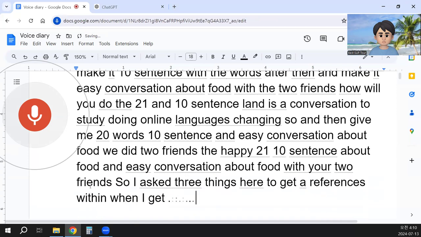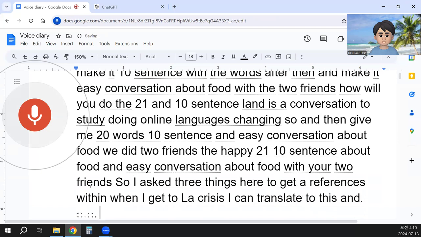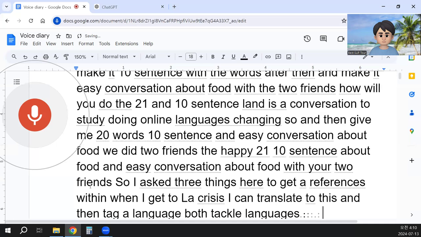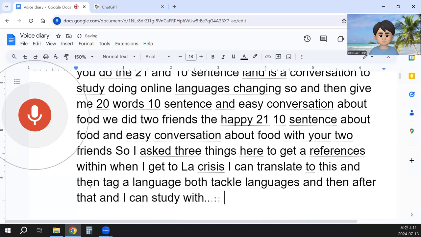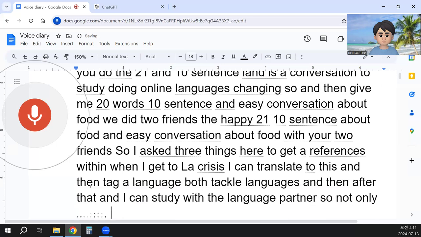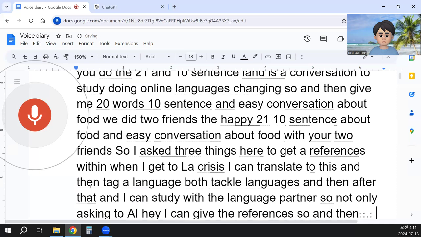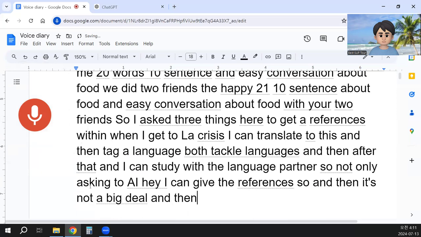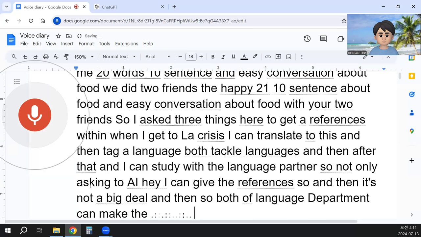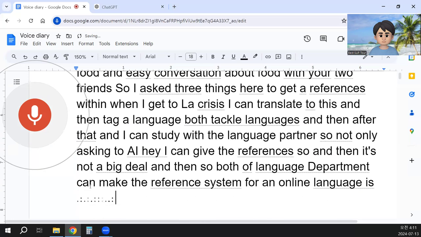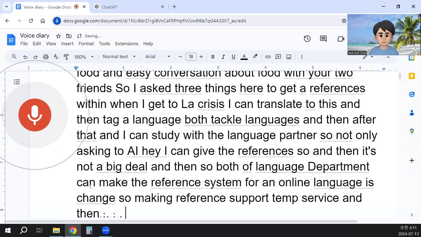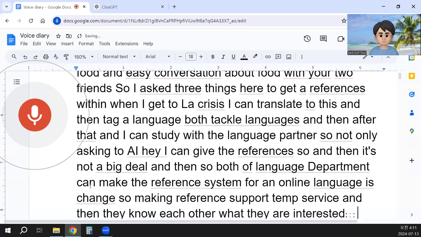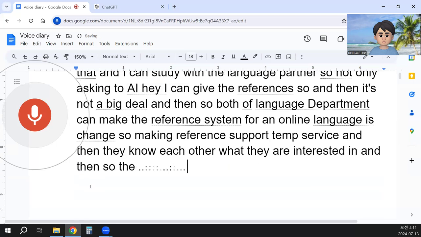When I get the references, I can translate this into both target languages, and after that I can study with the language partner. So only by asking the AI, the AI can give the references. It's not a big deal. Both language partners can make the references for an online language exchange. Making references for themselves, they know each other and what they are interested in, and so the language exchange is much more effective.